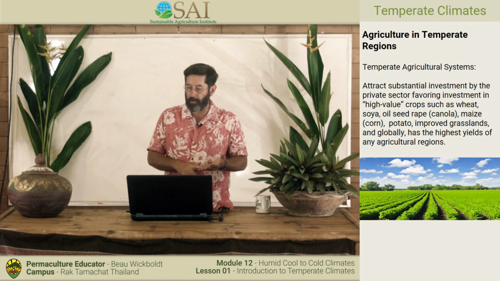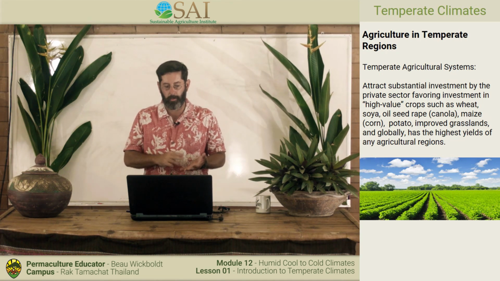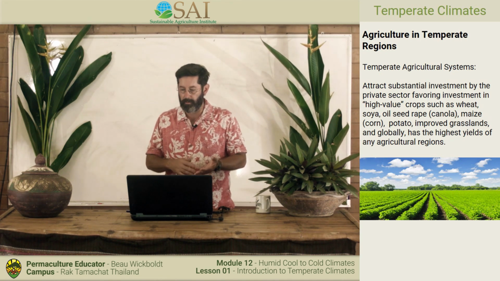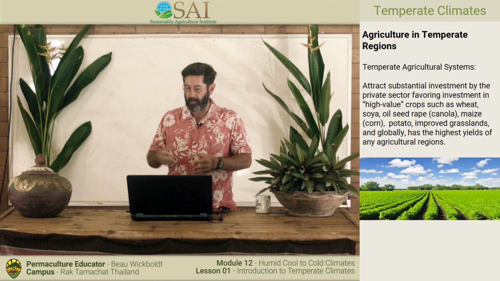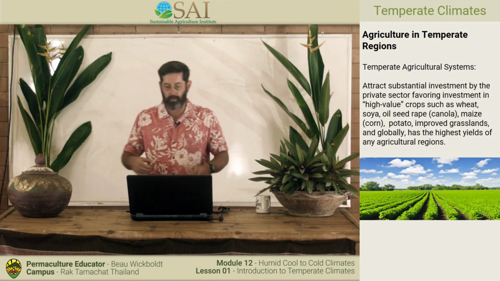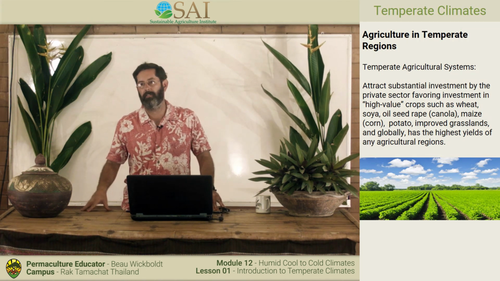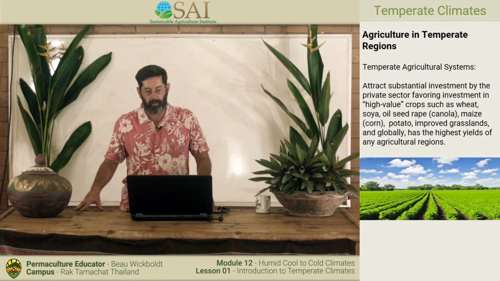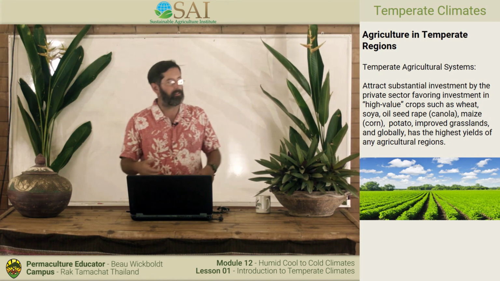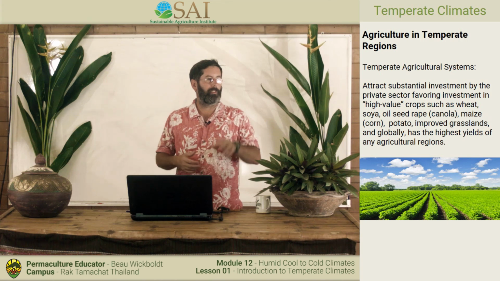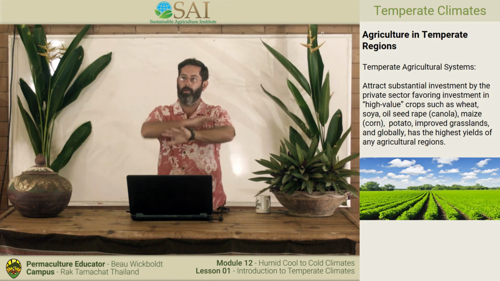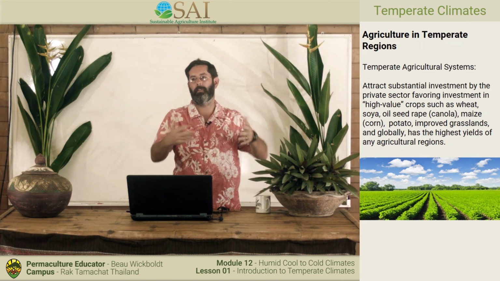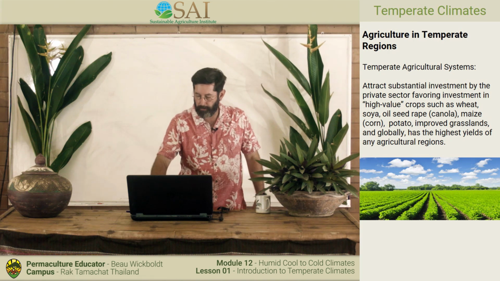The things that people like to consider high value are wheat, soybeans, rapeseed for canola, for making oil, corn, potatoes, and different types of improved grasses that they would typically feed to herbivores. And they globally have the highest yields of any other agricultural region. So each region tends to pick something that works well for them, and then a whole region will just do this one crop. That's what we tend to see in temperate zones.